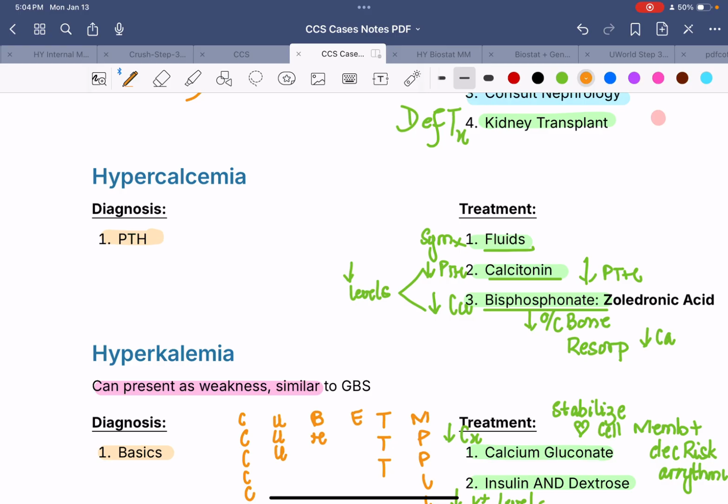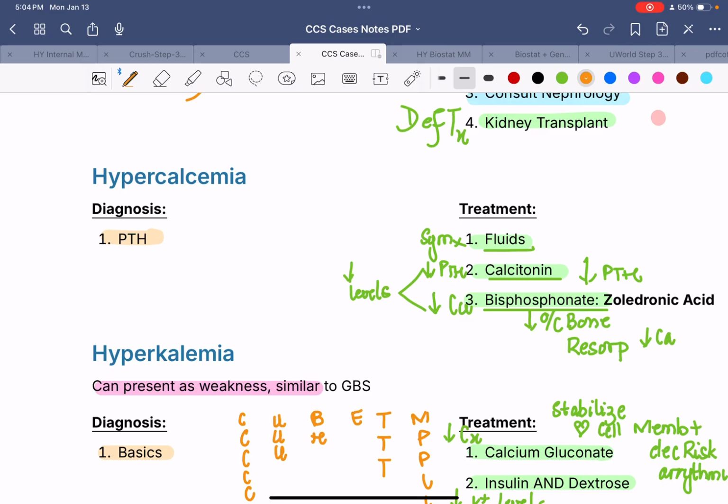So you can look for the malignancy, where exactly the malignancy is taking place, or it's multiple myeloma with a blood smear, or you can do the parathyroid levels, and that would be increased if it is due to hyperparathyroidism. So the most important thing is, how are you going to manage this increased calcium level?